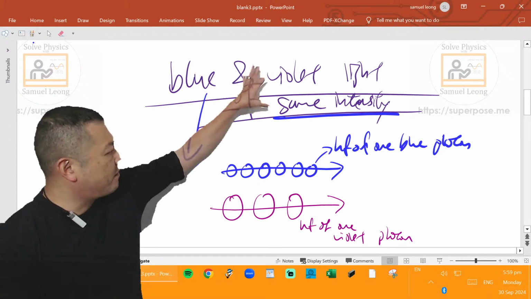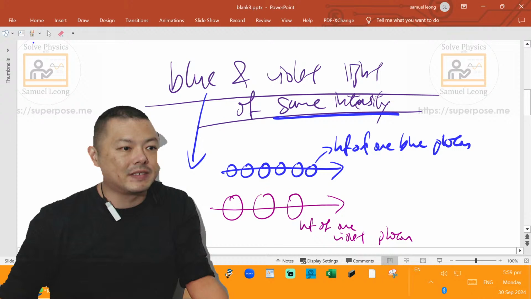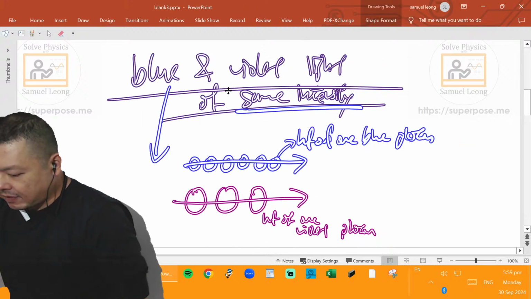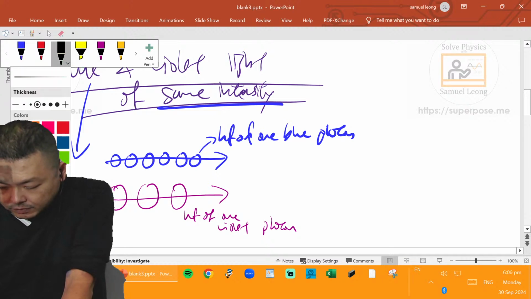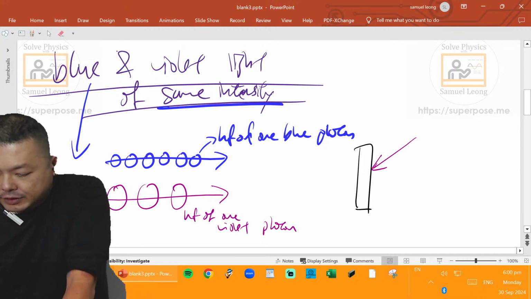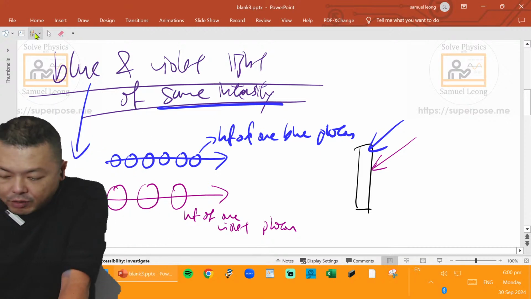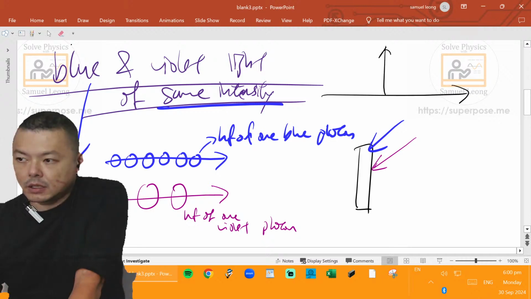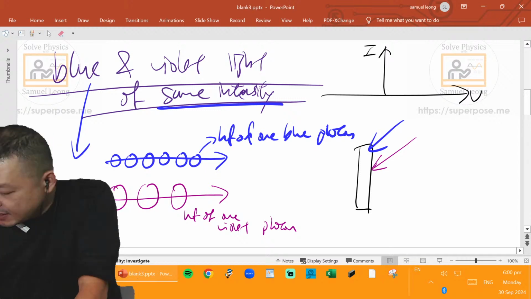So this will be blue and violet light of the same intensity. The caveat is I want it to be of the same intensity. Then of course the question is this: what happens if you shine this kind of light on that metal plate? Say you shine it with violet light and with blue light, separately on separate occasions, and then you draw the graph. How would the two different graphs look like? Don't forget they are the same intensity. So how does the IV graph of the blue and the violet look like?